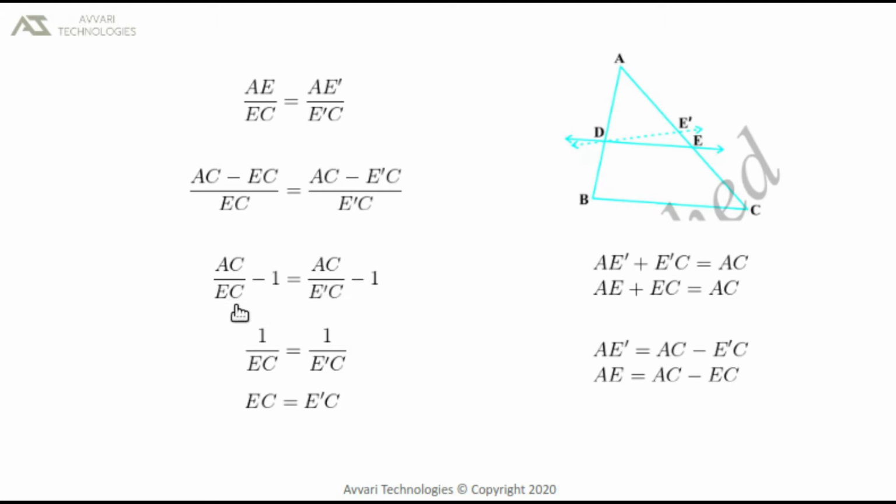Once we cancel minus 1 on both sides, the equation becomes AC divided by EC is equal to AC divided by E dash C. Again we can cancel AC on both sides of the equation. Finally we arrive at 1 divided by EC is equal to 1 divided by E dash C. We will take the reciprocal of this. Finally the equation becomes EC is equal to E dash C, which is not possible. We are contradicting our assumption. Hence, DE is parallel to BC.